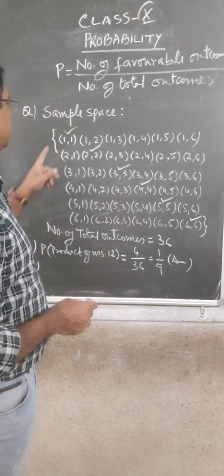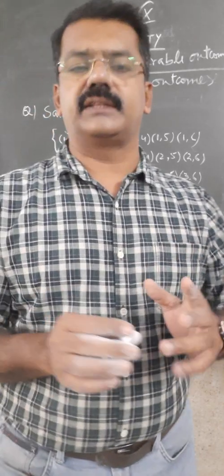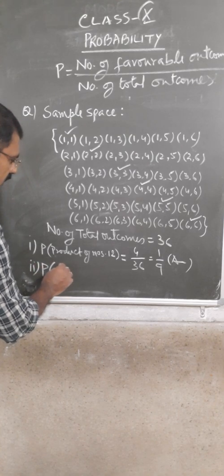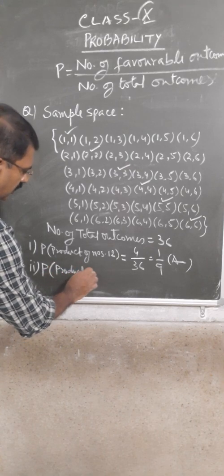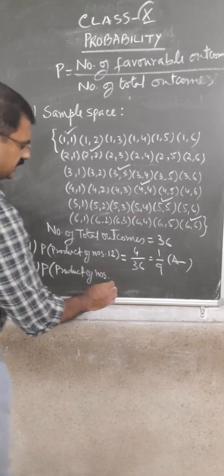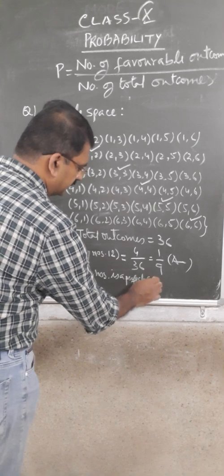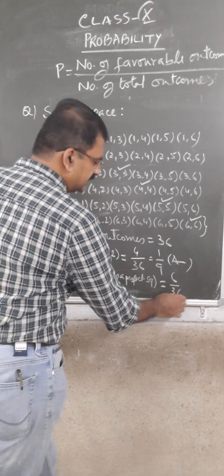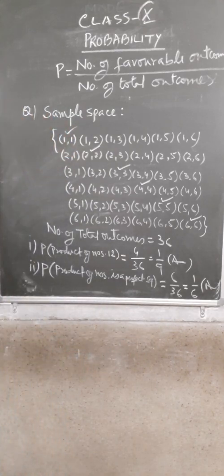So how many favorable outcomes are there? 1, 2, 3, 4, 5, 6. 6 favorable outcomes are there. So for the second part, the probability that the product of the numbers is a perfect square: favorable outcomes 6, total outcomes 36. So your answer will be 1 by 6. The answer is 1 by 6. Clear? Now the next question.